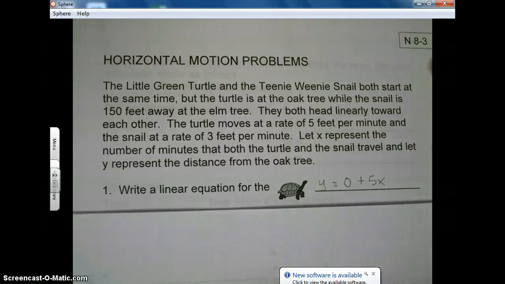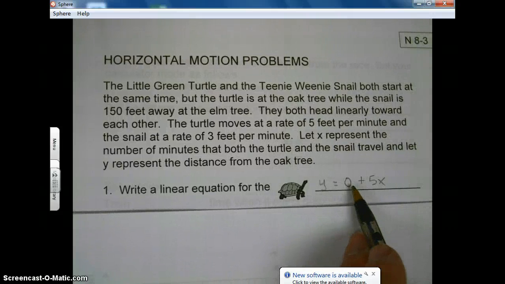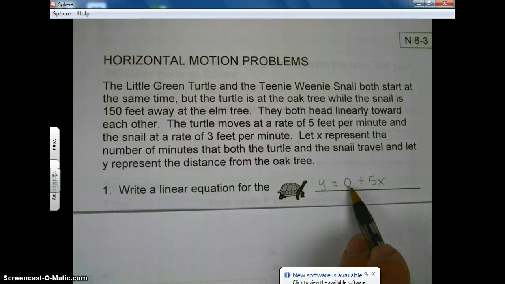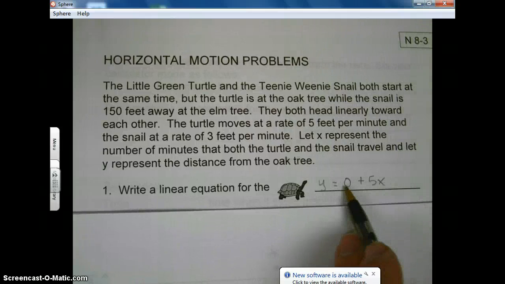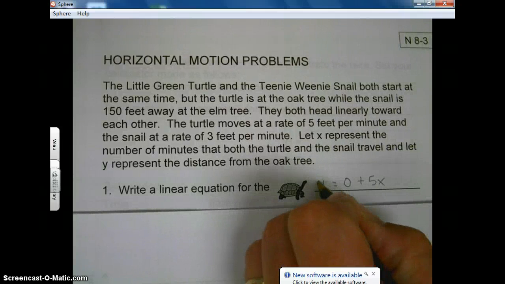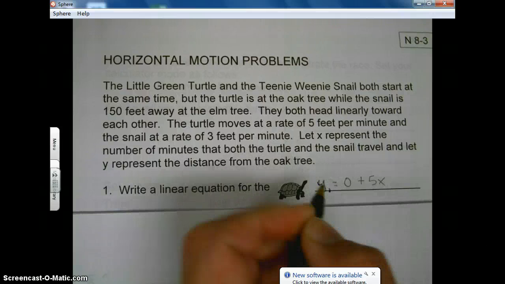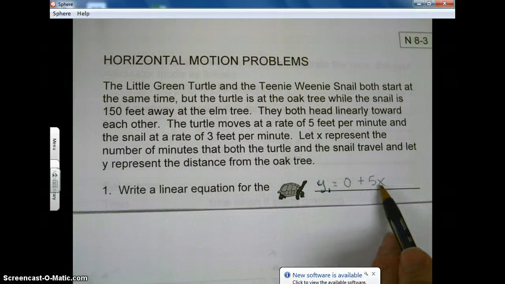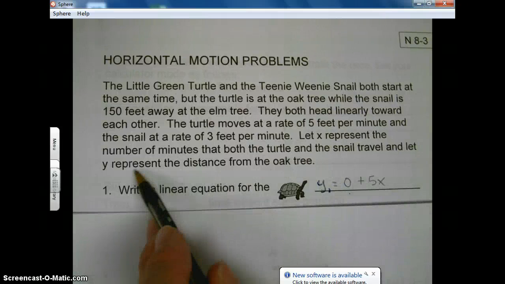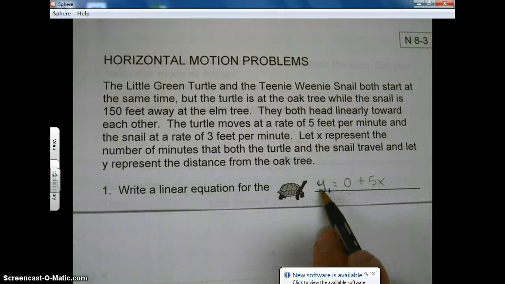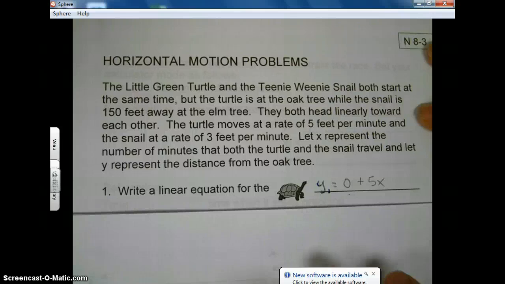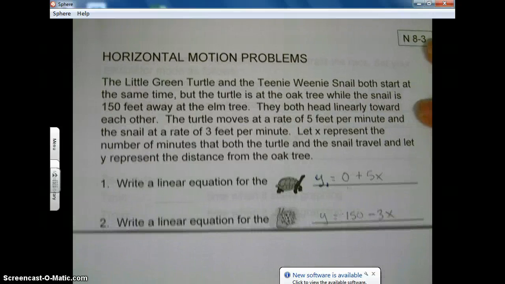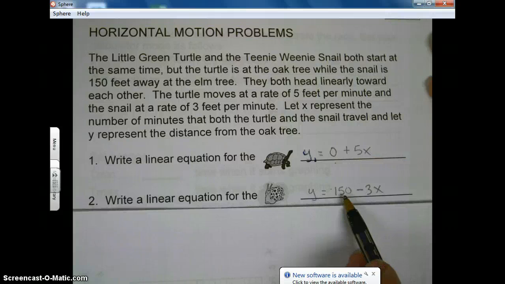So the turtle is moving away from the oak tree. So at 0, he is moving at 5 feet per minute, 5x. So we'll just call this y sub 1 for the turtle. He's moving away from the oak tree, so his distance from the oak tree is getting bigger as time increases. So we have a direct variation here.